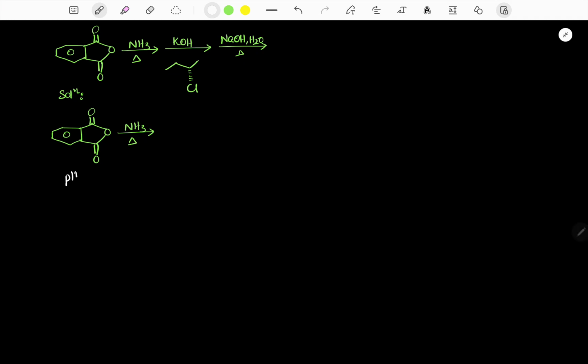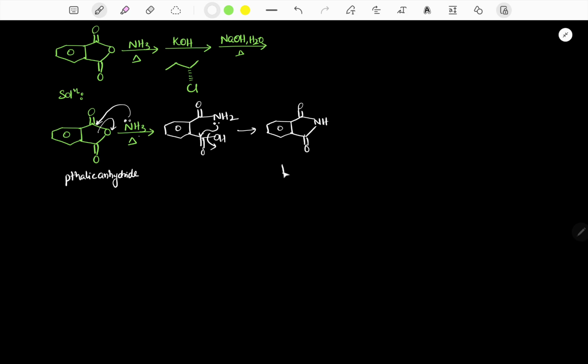The reactant is phthalic anhydride. When phthalic anhydride is treated with ammonia, initially nucleophilic substitution takes place. But because of heating, an intramolecular nucleophilic reaction takes place again, and finally we get the corresponding phthalimide.